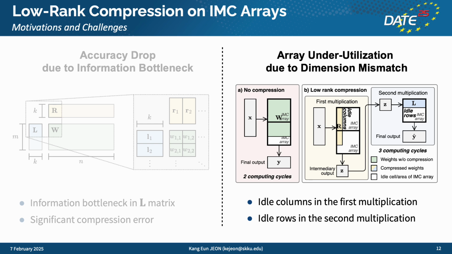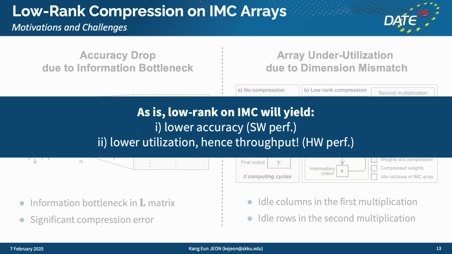Secondly, low-rank compression causes array underutilization. Because we factorize the weight matrix into two smaller matrices, the dimensions of the smaller matrices may cause idle columns and idle rows, thereby causing array underutilization and lowering the overall throughput. To summarize, low-rank compression on IMC arrays adopted as is will yield: one, lower accuracy, and two, lower utilization, and therefore lower throughput.